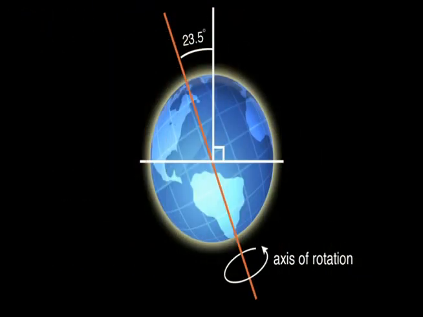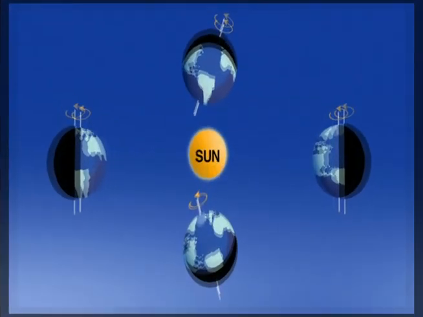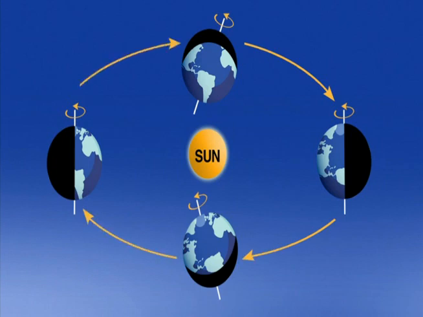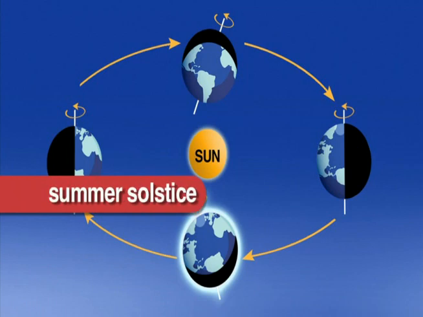The Earth is tilted about 23.5 degrees, which causes the seasons and the change in the length of days on Earth. As the Earth moves in its orbit, the tilt of the North Pole changes in relation to the Sun. The day that the Earth's North Pole is tilted closest to the Sun is called the summer solstice.